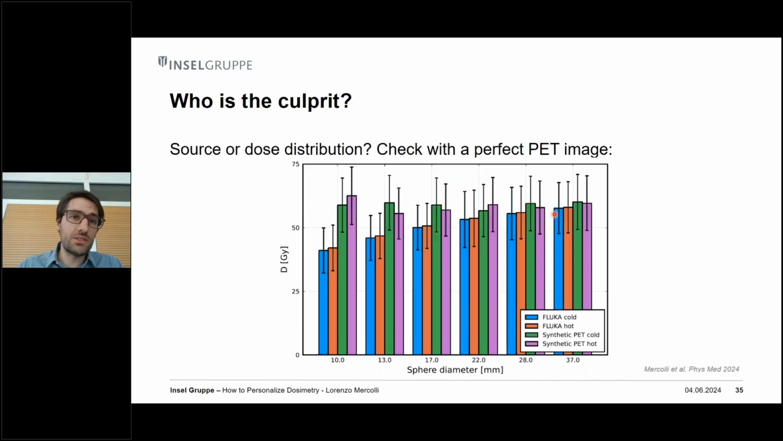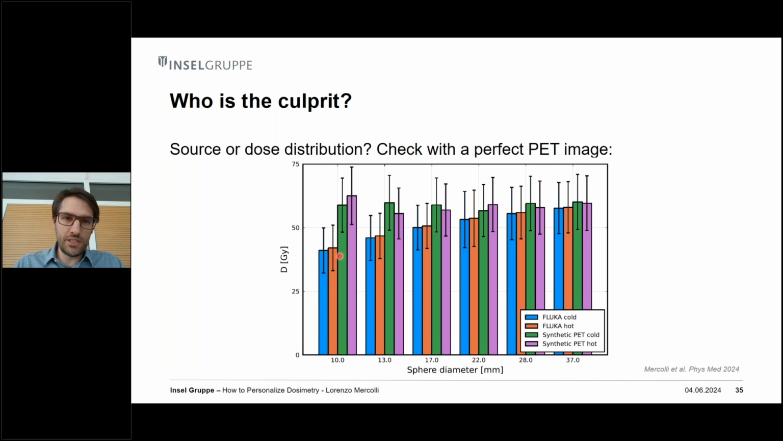So of course the question is, what is happening here? Why is the semi-Monte Carlo underestimating this dose? What we did then, we checked with a perfect PET image. We generated a PET image which has just perfect spheres with the nominal activity. We fed this to the semi-Monte Carlo algorithm, and this is what we got.